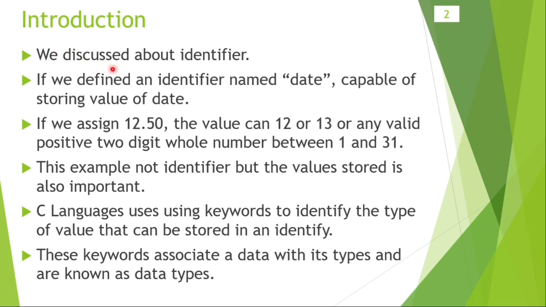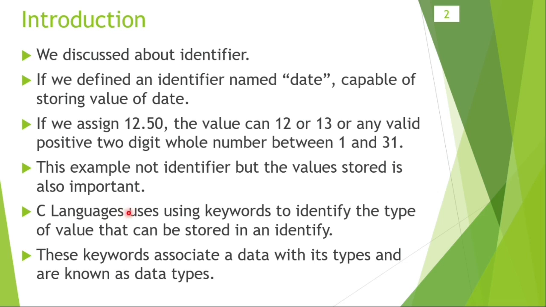Introduction: we have discussed identifiers. If we define an identifier named date that is capable of storing the value of a date, right? Now if we assign 12.50, the value can be 12 or 13 because it is a decimal number here. So a valid date is any positive two-digit whole number between 1 and 31. This example is not about the identifier, but the value stored is also important. That will come in the next slides, so we will discuss it at that time.